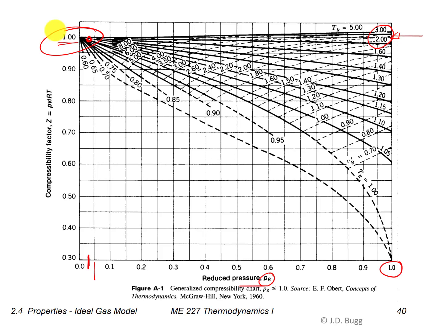But if we were to look at different conditions, like let's say we reduce the temperature of that nitrogen way down so that its reduced temperature was 1.2, and we looked at higher pressure applications where maybe the reduced pressure was 0.8, in those conditions our compressibility is definitely not 1, and we would not be able to treat nitrogen as an ideal gas under those conditions.